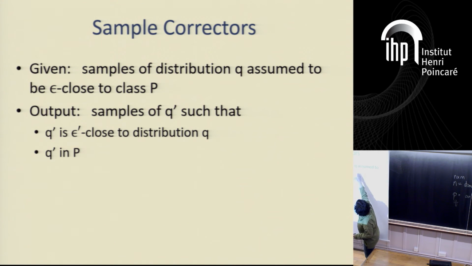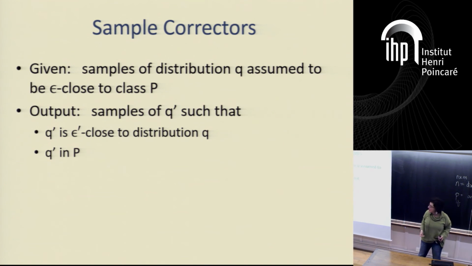Q is within epsilon of P, so I have to let this epsilon prime be a little bit bigger than epsilon, hopefully not too much bigger than epsilon, just to give myself some leeway.